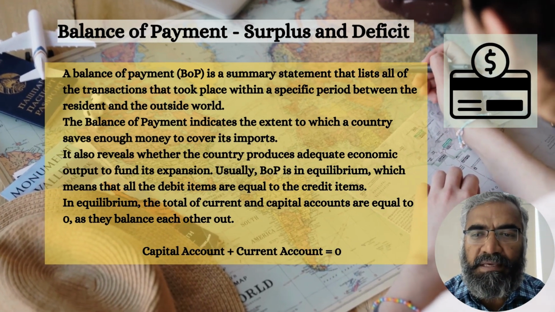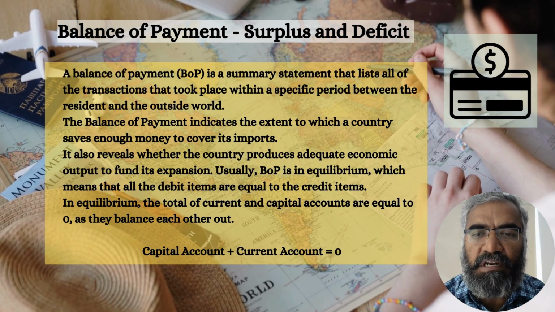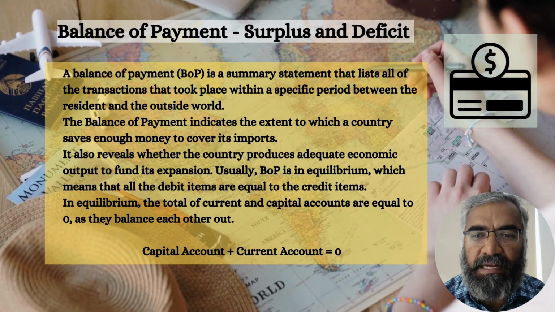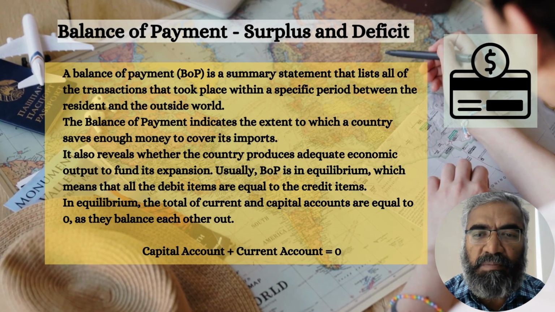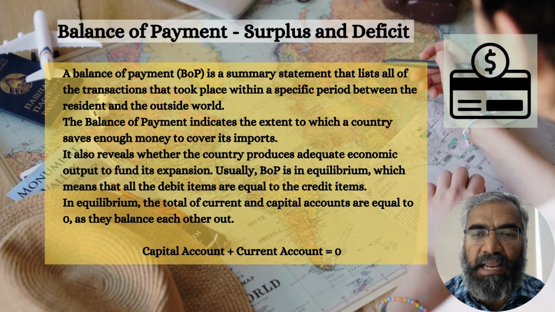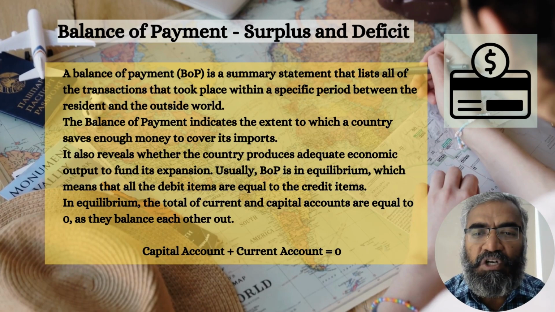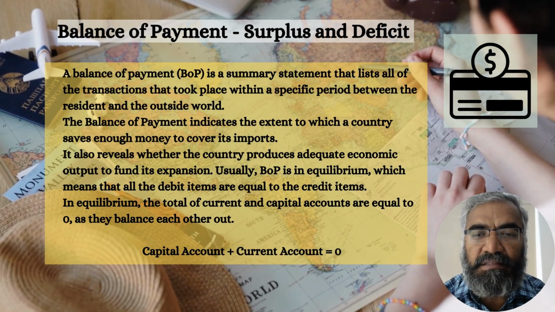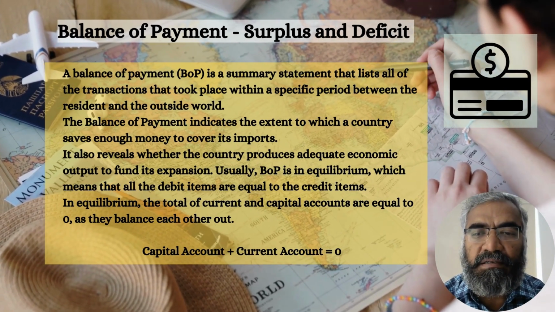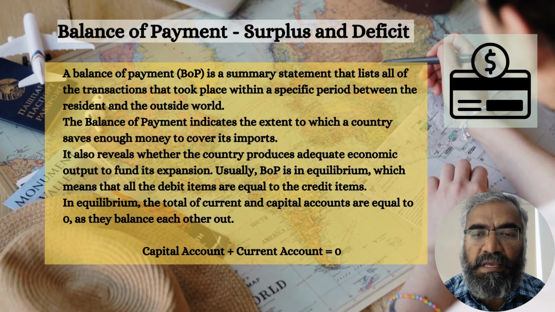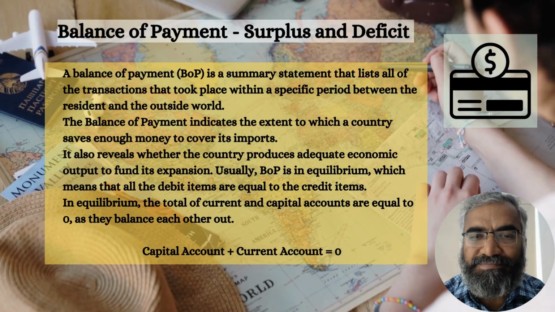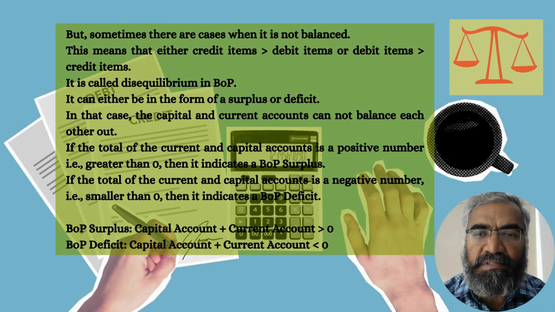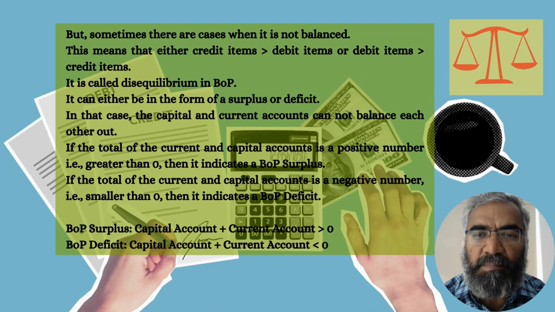Usually BOP is in equilibrium, which means that all the debit items are equal to the credit items. In equilibrium, the total of current and capital accounts is equal to 0 as they balance each other out. Capital account plus current account is equal to 0. But sometimes there are cases when it is not balanced.